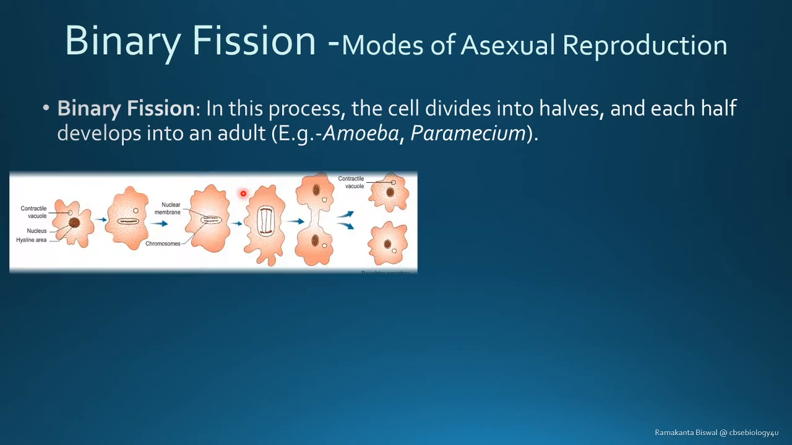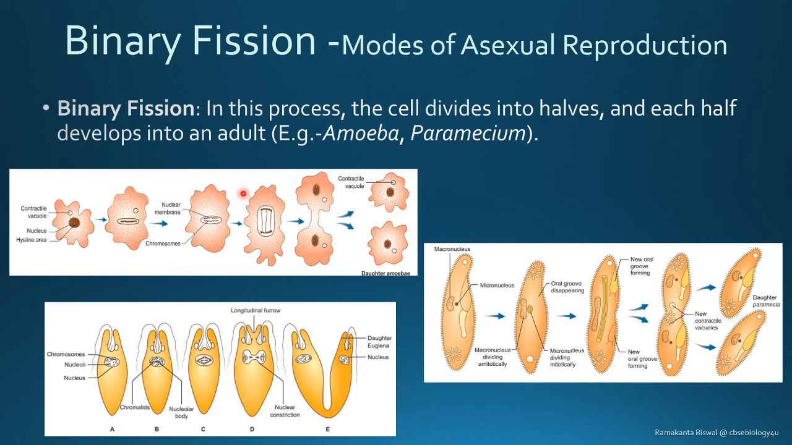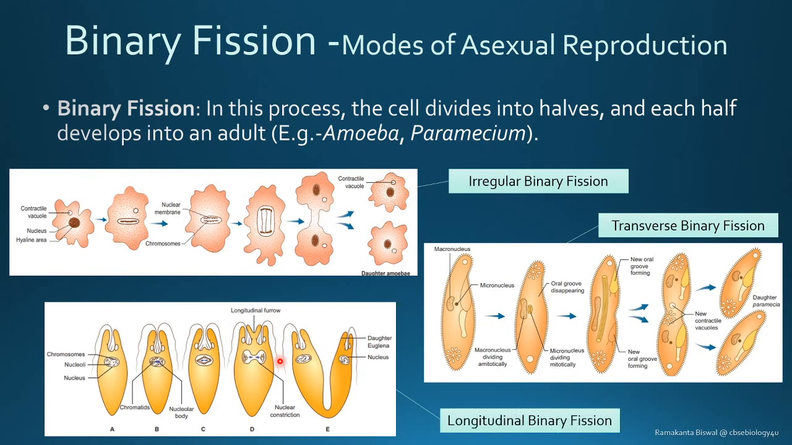Okay, now there are these three pictures that I'm going to show you. The first one is the typical amoeba, in which the amoeba divides into two cells by simple binary fission. The second one I am showing here is the paramecium, and the third one is the leishmania. Now the first one is an irregular binary fission, the second one is transverse binary fission, and the third one is longitudinal binary fission.